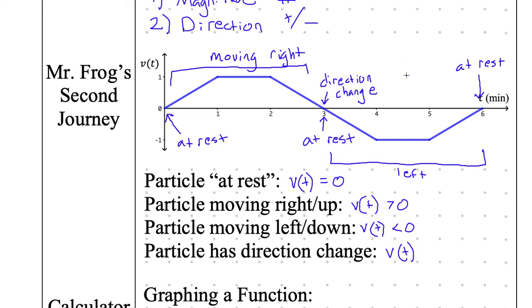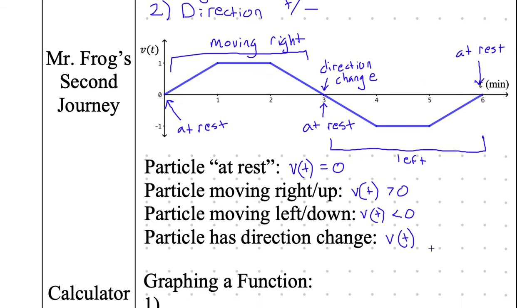Yeah. So again, if I had Mr. Frog do something like this, where he was moving along and then he came and touched here and then came back here, he didn't change direction. He's still moving in the right direction. He stopped and then moved the same direction. He didn't change direction, so it's not a sign change. You have to go through the axis in order to be a sign change. So velocity, sign change.